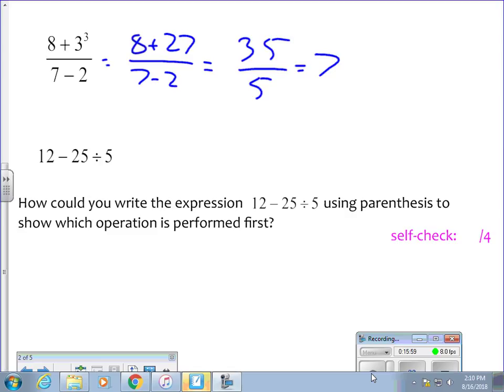Okay, on the next one, what do I do first? Multiplication, division goes before subtraction. So 12 minus, what's 25 divided by 5? 5. What's 12 minus 5? 7. So in answering the question here, what did I do first? Division. So where would I put my parentheses in this in order to signify doing that one first? Around the 25 divided by 5. Okay.